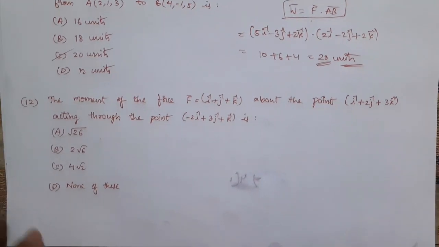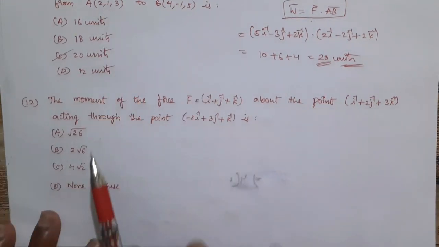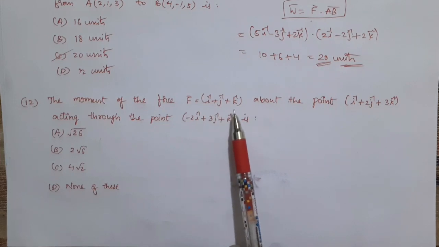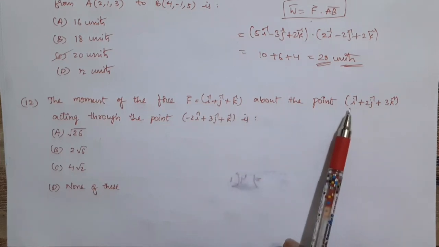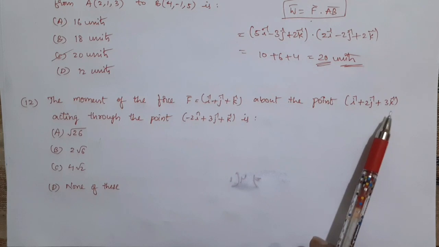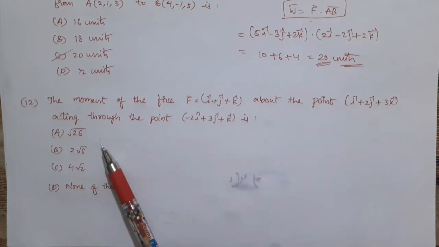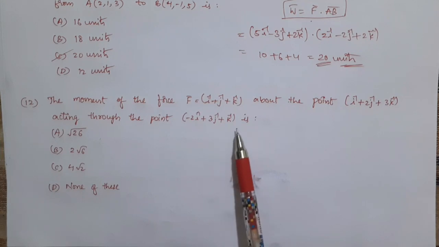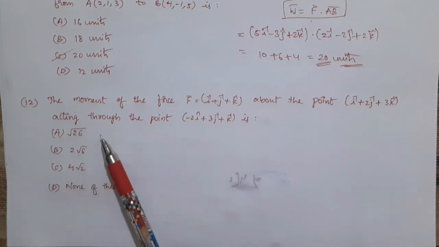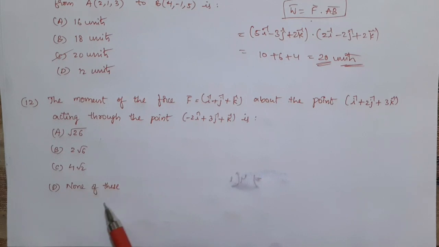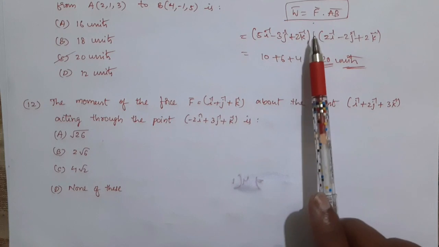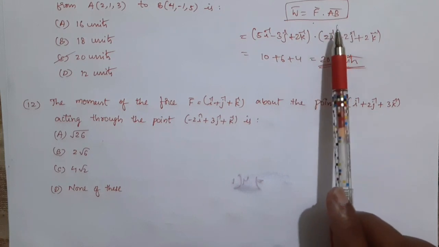Next, a similar type of question, but instead of work done, here they are asking the moment of a force. The moment of the force F bar given, that is i cap plus j cap plus k cap, about the point i bar plus 2j bar plus 3k bar, acting through the point minus 2i cap plus 3j cap plus k cap. Options given: square root of 26, 2 root 6, 4 root 2, and then none of these.